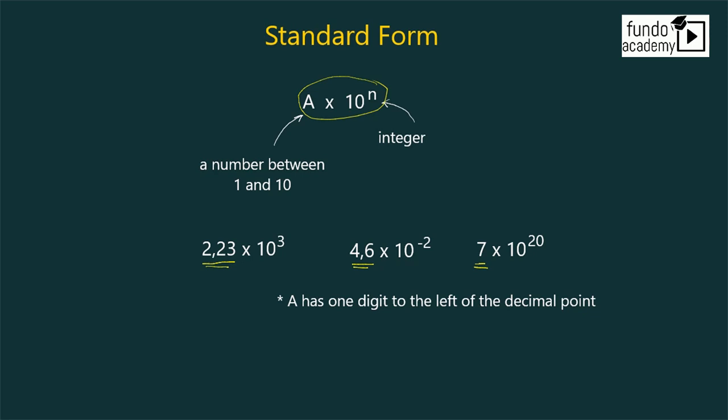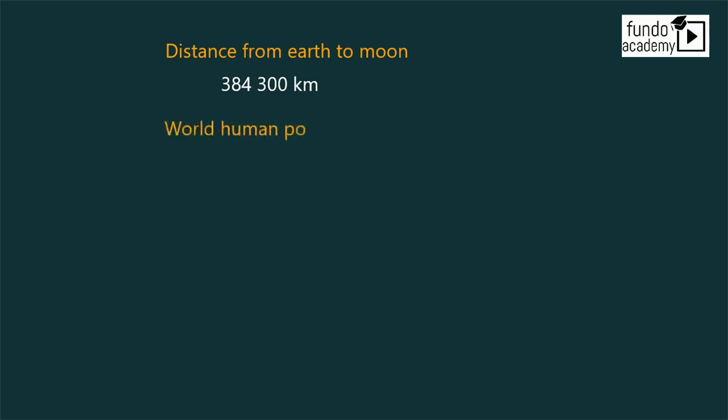So why should we express numbers in standard form? I want you to consider this. Look at this fact here. The distance from the earth to the moon is approximately 384,300 kilometers. Look at this fact also. The world human population is approximately 7 billion people.